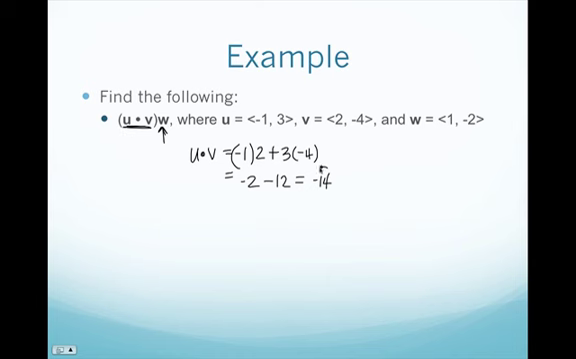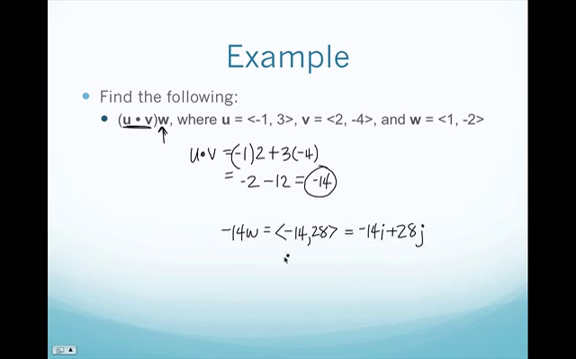So now we're just going to take this number and multiply it to our vector w. So we have negative 14w, which is going to equal negative 14 times 1, 2, so that gives us -14, -28. Or if we were to write this in a linear combination, we would have negative 14i plus 28j.